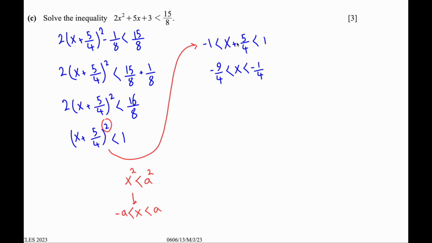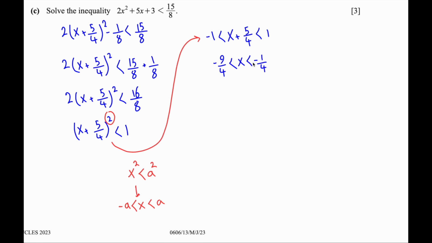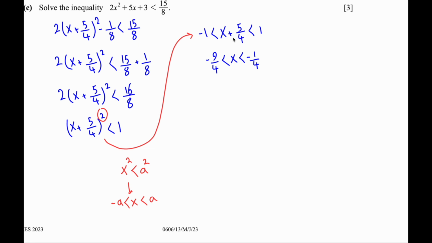Having said that, x plus 5/4 is bounded between -1 and +1. Now all I have to do is to subtract 5/4 from all sides, which results in x being between -9/4 and -1/4.